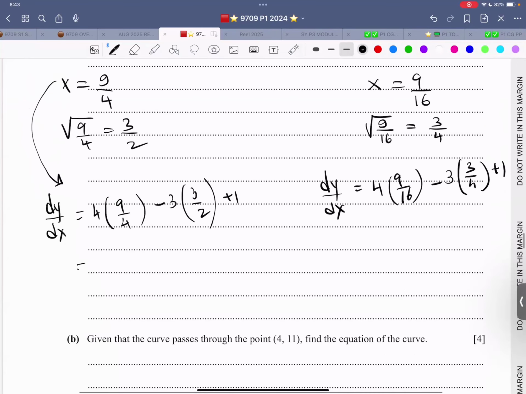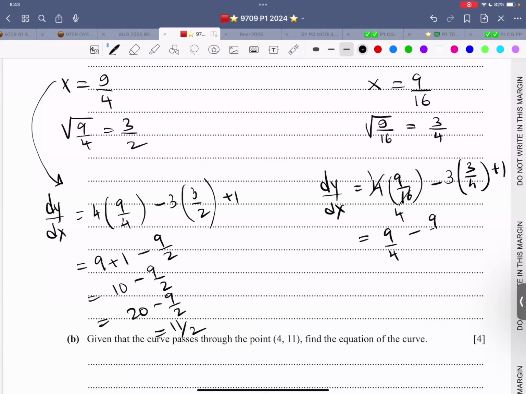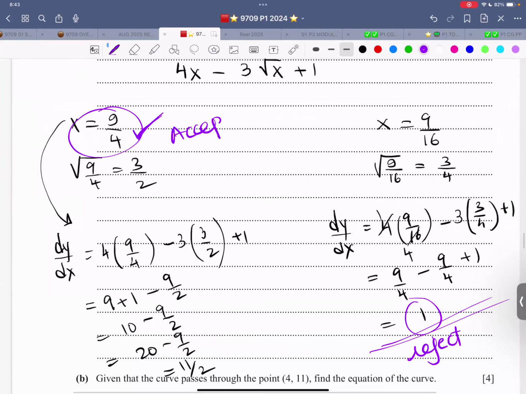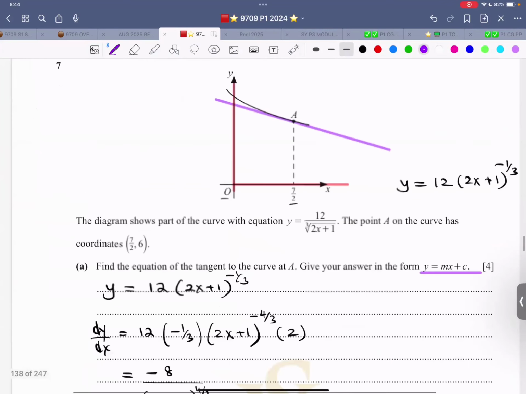Now let's simplify. This is 9, plus 1, minus 3 into 3/2, that is 9/2. So this is 10 minus 9/2, which is 11/2. What about this? This is 9/4 minus 9/4 plus 1. This comes out to be 1. So this one is giving me the correct answer for gradient. This is some wrong solution that came out. So reject this one, and accept the other. So that is the logic behind it, which the examiner did not touch very seriously.